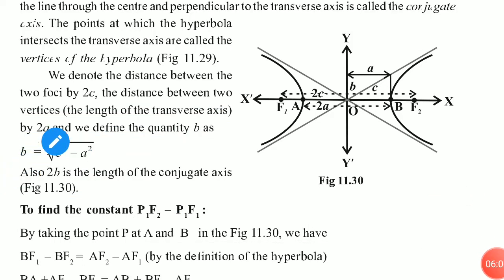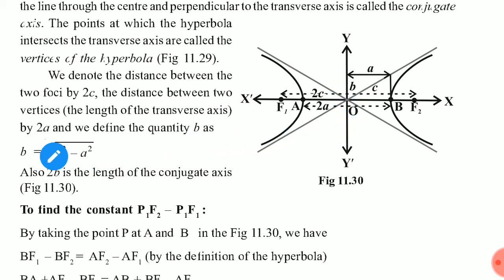So here also you can see that we denote the distance between the two foci by 2c. The distance between two vertices, meaning the length of the transverse axis, is 2a. So we define the quantity b. b is always equal to the square root of c squared minus a squared. This you have to remember. So the semi-conjugate axis, the length of the conjugate axis, this total length is 2b.